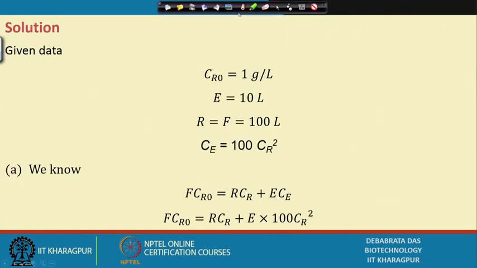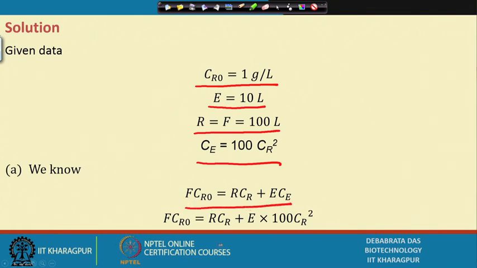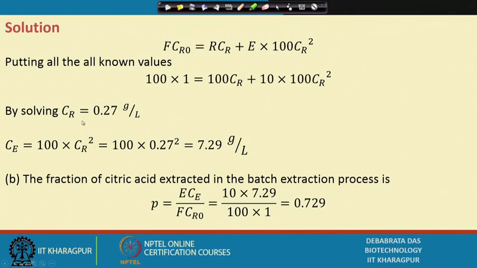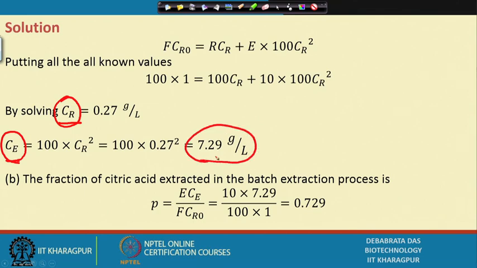Here, what is given in the problem: CR0 is 1 gram per liter, E is 10 liters, R equal to F equal to 100 liters. Then the equation given is C equal to 100 CR square. So this is the material balance equation that we have already found. Then we can replace C by this equation here and put in the different values. Then we can find out the value of CR, and since C equals 100 into CR square, we can easily find out C. So one is the raffinate concentration, and the other is the concentration of citric acid in the extract, that we can find out. The fraction of citric acid extracted in the batch extraction can be found from the equation already given before. We just put the values here, and we can find out what fraction can be extracted. So this is how we can solve this problem.